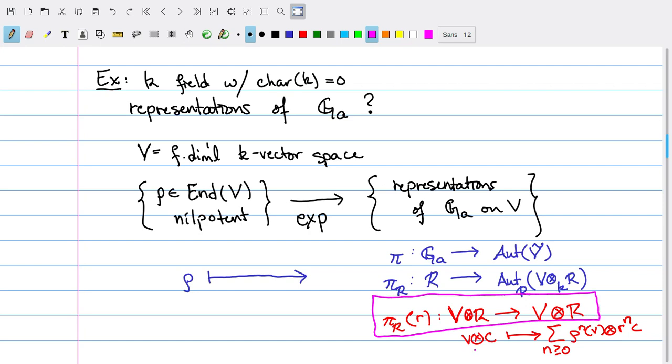which acts on simple tensors by sending v tensor c to the sum over all n greater than or equal to 0 of ρ^n v tensored with r^n c. And one can check that this is actually going to be a homomorphism of groups.